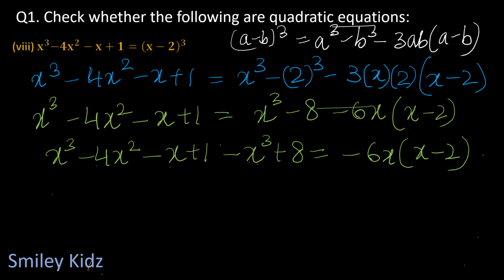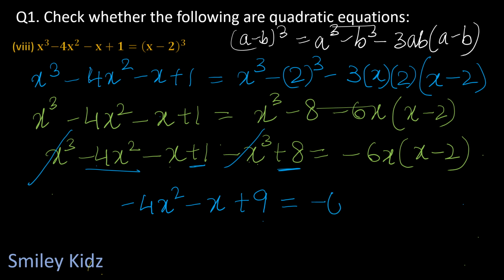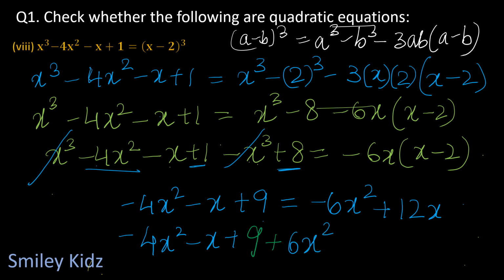x cube minus x cube is 0, isn't it? Then we have minus 4x square minus x and then we have plus 1 plus 8. This is going to be plus 9 is equal to. On the other hand we have minus 6x square plus 12x. Now this is going to be minus 4x square minus x plus 9 plus 6x square minus 12x equals to 0.